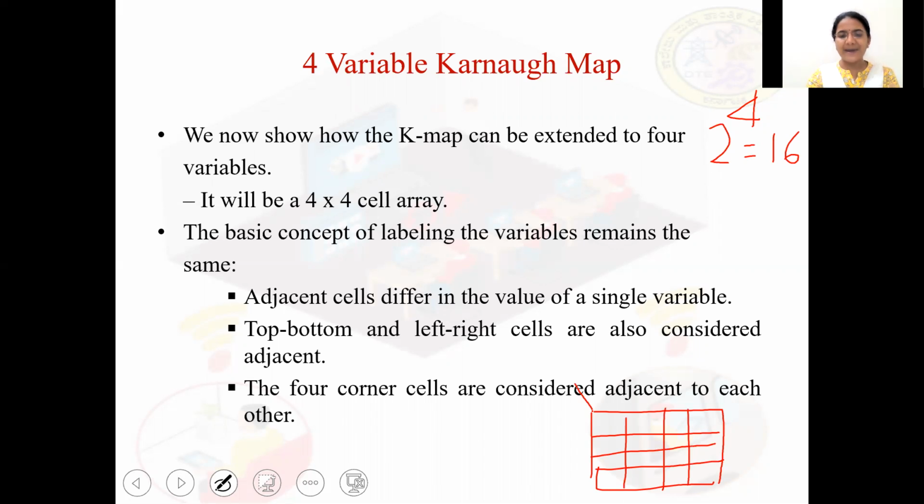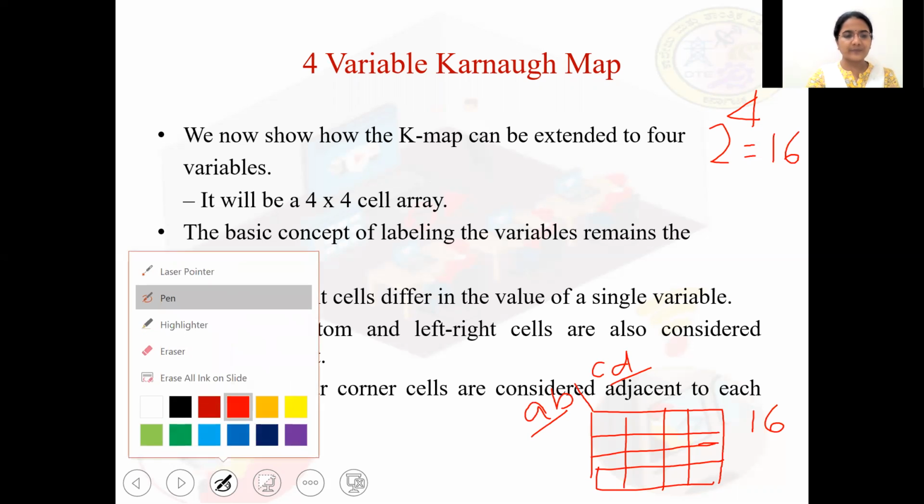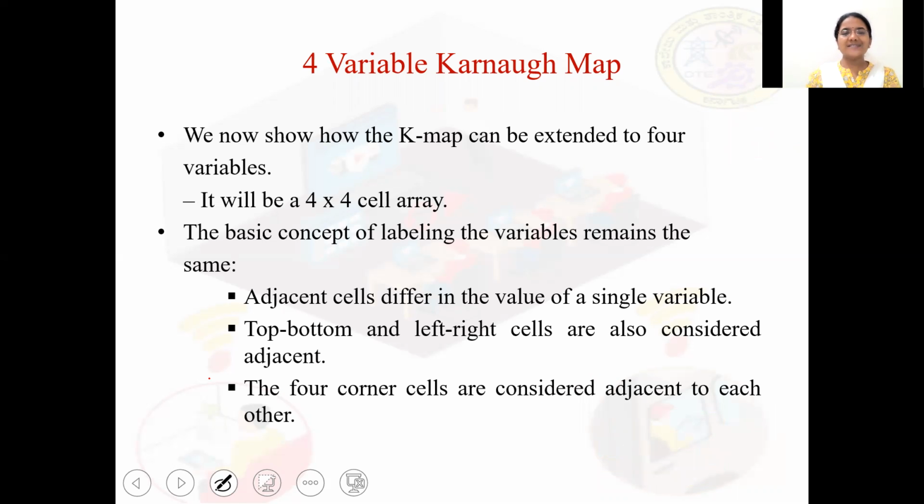The Karnaugh map is a matrix of squares, where for the 4 variable function, we are dividing the rectangular diagram into 16 squares. 2 variables for the rows and 2 variables for the columns. It is symmetric. The basic concept of labeling the variables and writing the minterms in the squares remains the same.